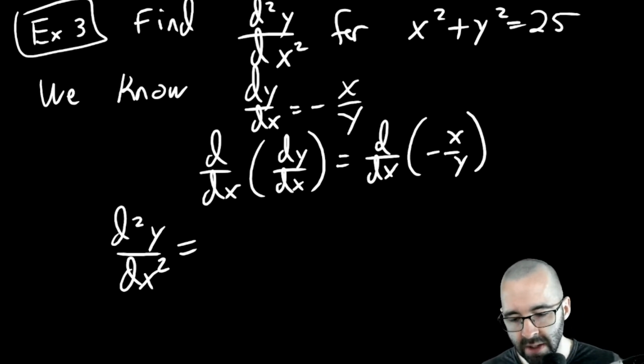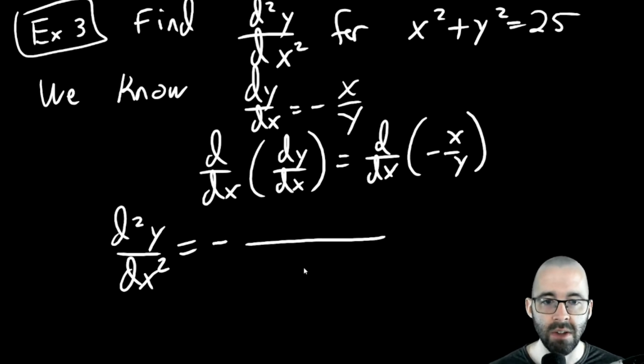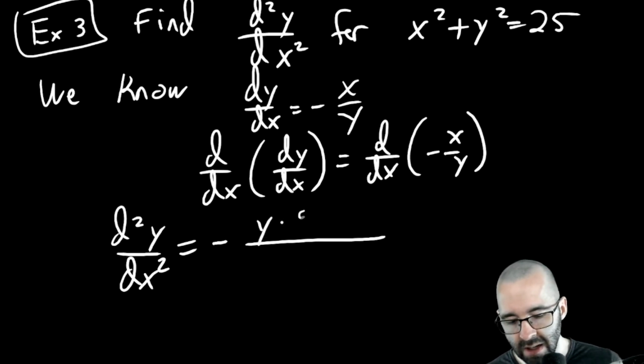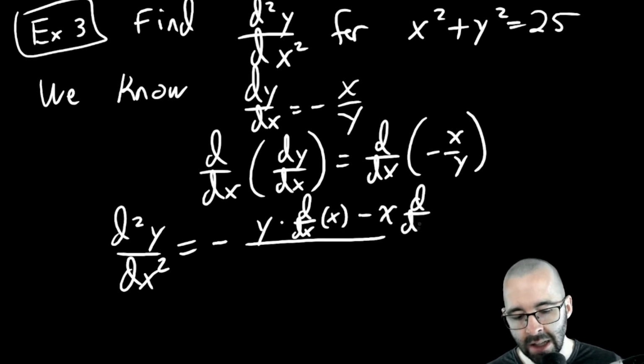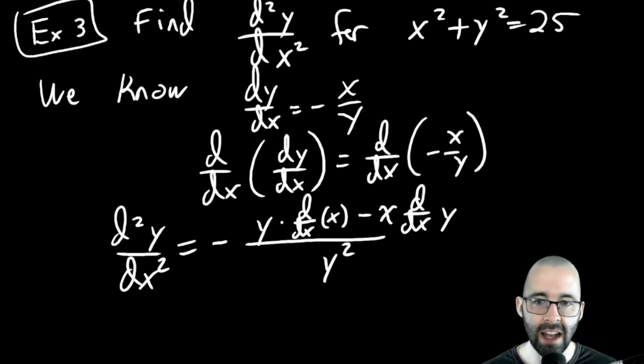All right. And the quotient rule, let's not go off to the side this time. Let's factor out the negative and then use the quotient rule. And the quotient rule says low d high minus high d low, square the bottom, and away we go. So low d high minus high d low, square the bottom, and away we go.